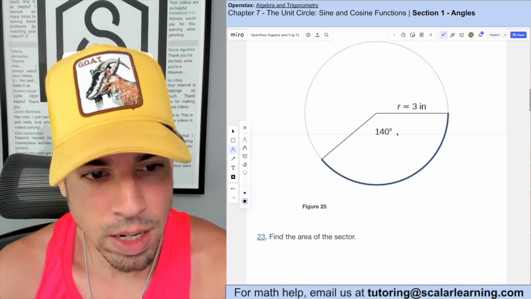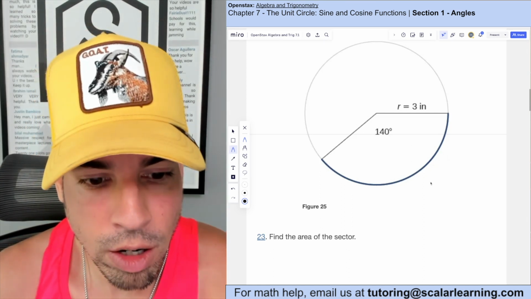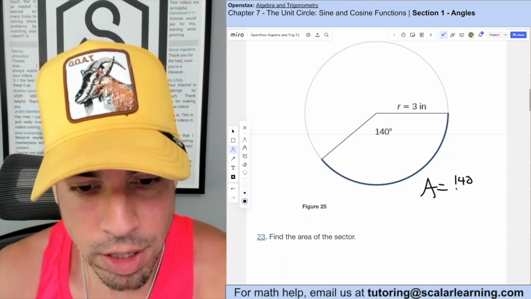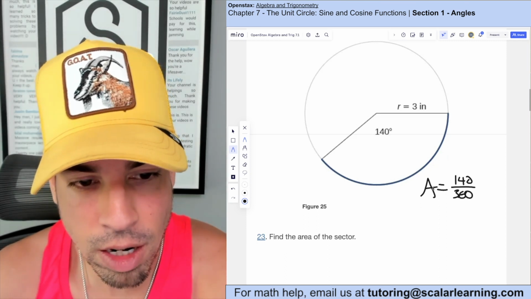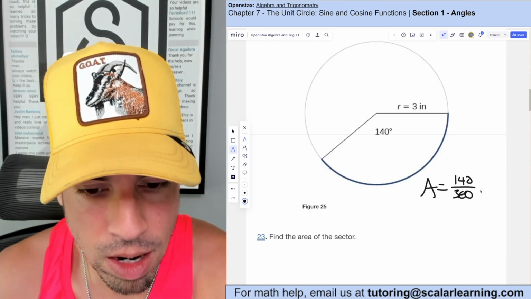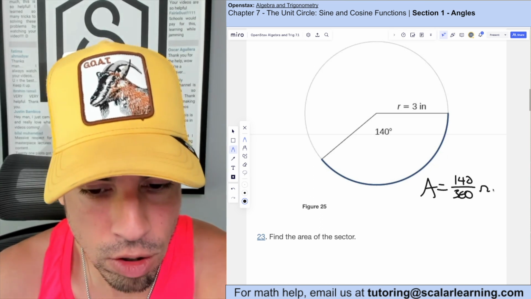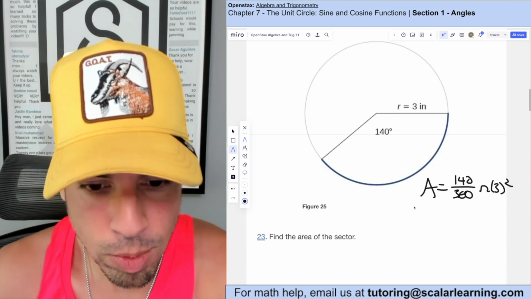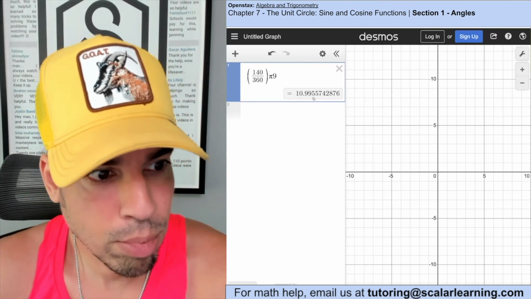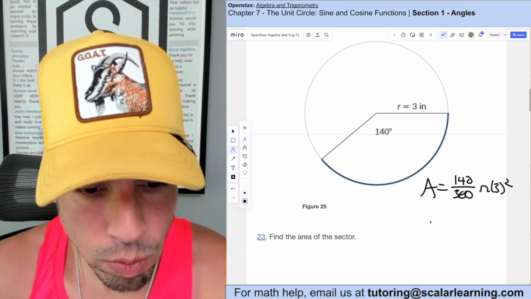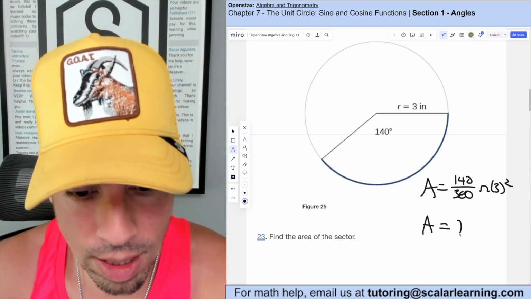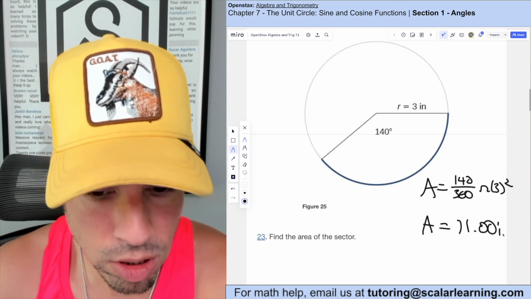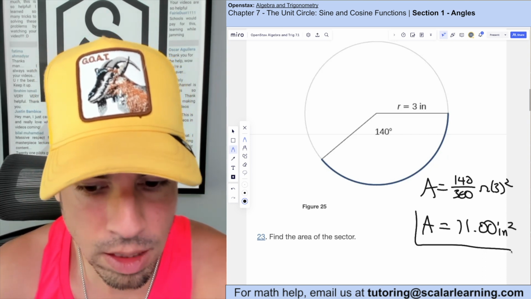So for this one, it says find the area of the sector, and the way we do area of a sector is the central angle, which is 140 here, divided by 360 times the area of the entire circle, which can be found by pi r squared, and here r is 3. So they want us to round to 2 decimal places, so let's plug it into Desmos. So what we get is 10.995, which is actually going to round up to 11.00, and this is in inches for the radius, so it's going to be inches squared because it's area. That's how you do it.